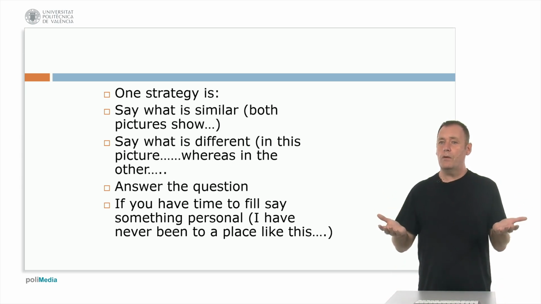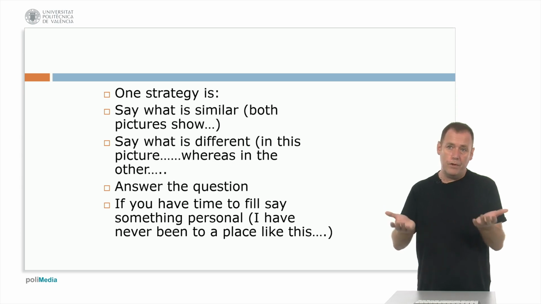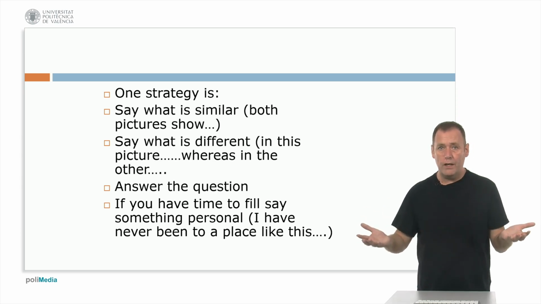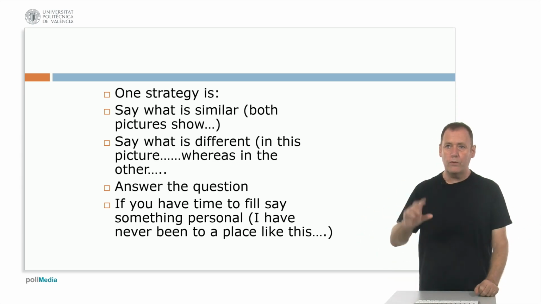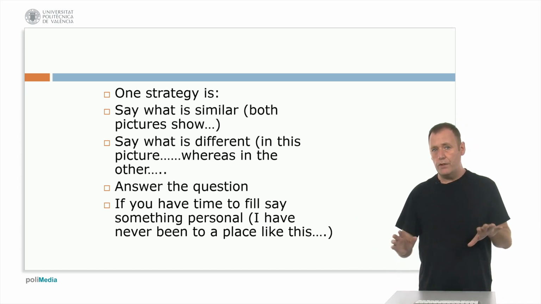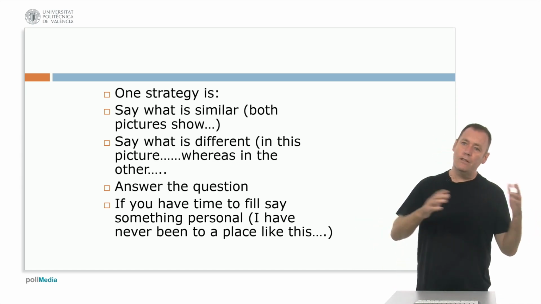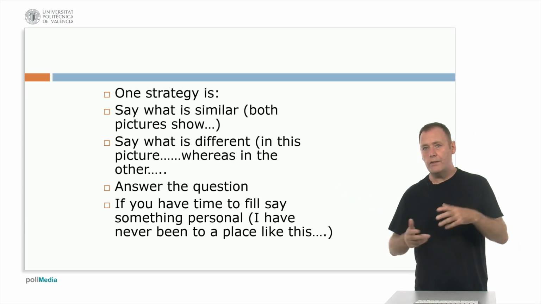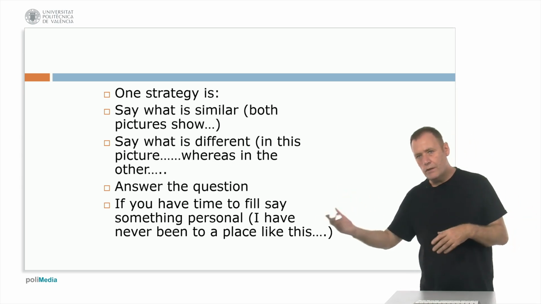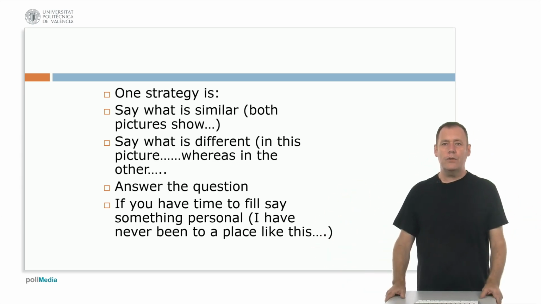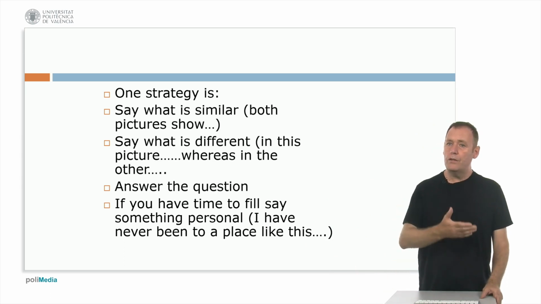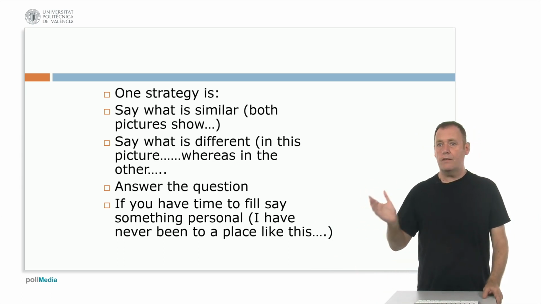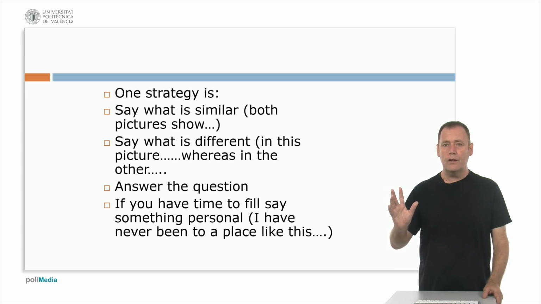First of all, say what's similar about the photographs. They always have a theme. You know, these photographs show types of holidays, okay? Or pictures, they're not always photographs. Then say what's different, and here's your comparing. In the first picture, whereas, while in the second, in this situation, okay, on the other hand, in that situation. Answer the question, usually about advantages and disadvantages, but not always, okay?